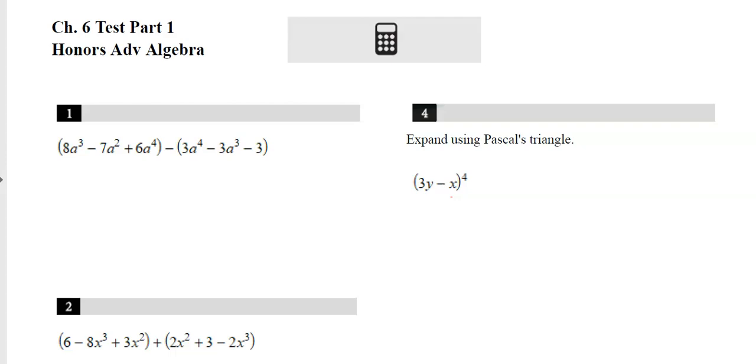All right, Chapter 6 tests, Part 1, Day 1. Here we go. Let's get after it. So the first problem is a subtraction problem.